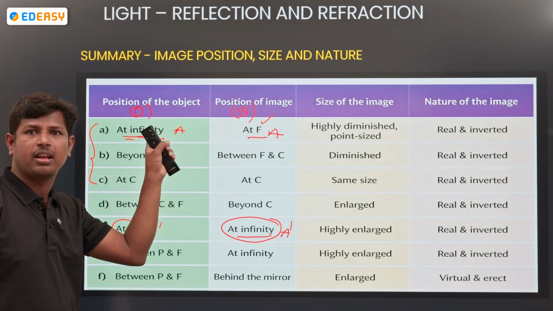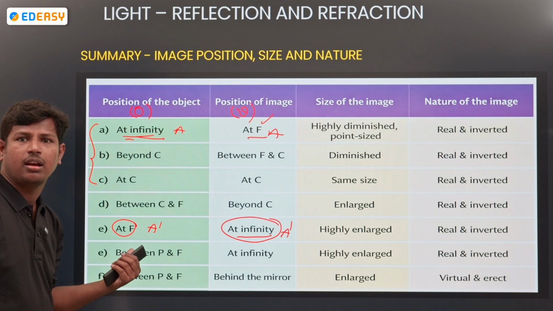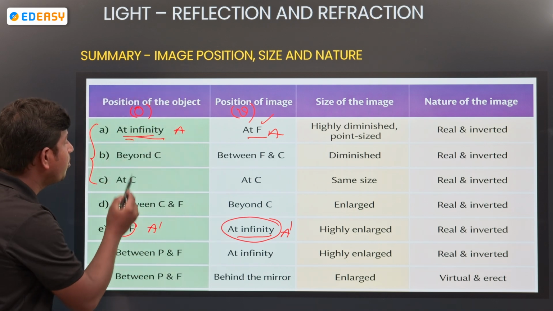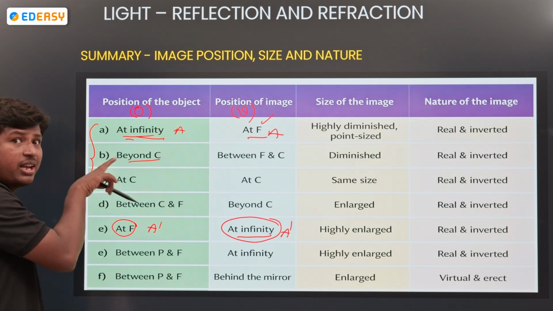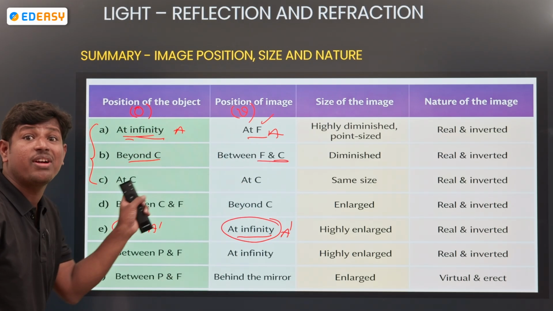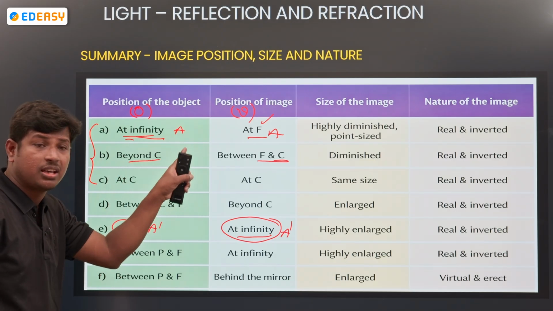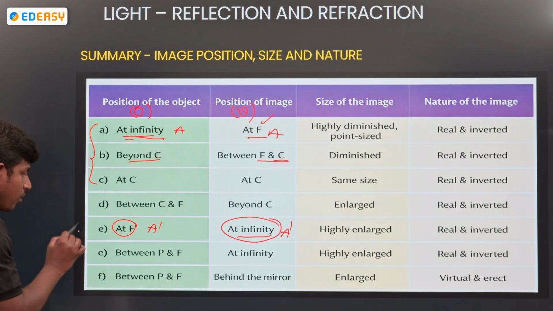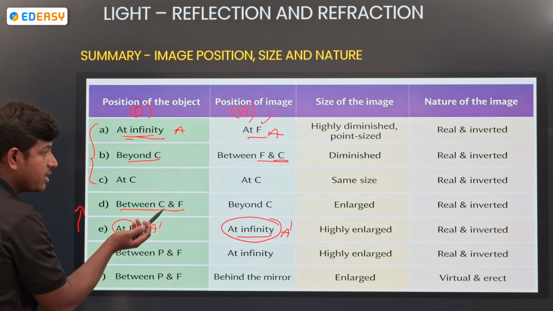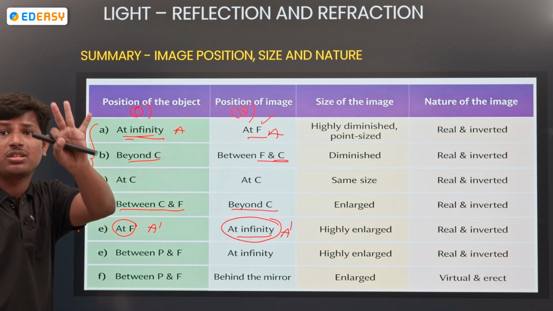Object at infinity, image at F. Object at F, image at infinity. They are reverse. Okay, beyond C. Where is the object? Beyond C. Where does the image take place? Between F and C. Object beyond C, image between F and C. Now see, where is the object? Between C and F. Where is the image? Beyond C. That's it. Just focus on the 3 points.